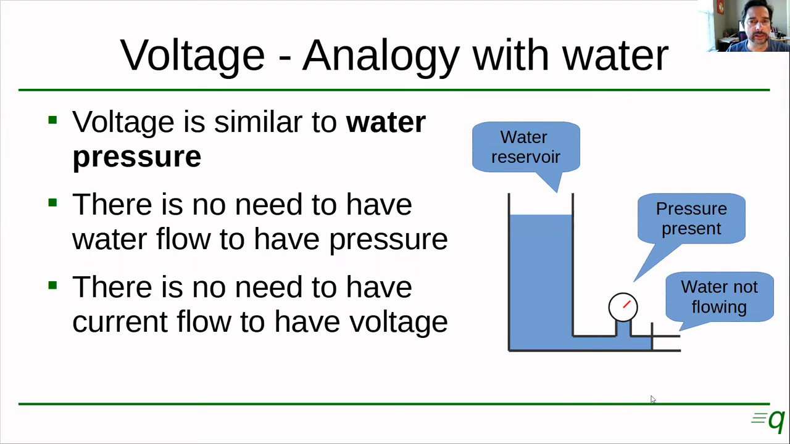If we look at this diagram here, we have a water reservoir, the same tank we used to have, and the same pipe, only we blocked that pipe so water is not flowing. And we put a pressure meter here. So this is going to be measuring the pressure. In this case, you're going to have water pressure here in the pipe without water flowing, right? So there's no need to have current flow in order to have voltage.